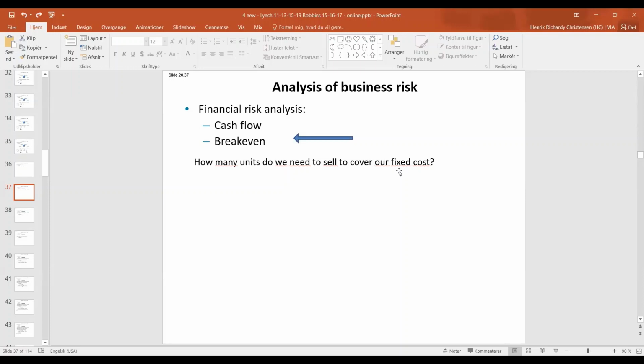So in your home, if you want to produce pizza, you still need to invest in a stove. Let's say it costs 5,000. You still have that cost even if you don't sell any pizzas at all. So a fixed cost is something that we need to pay without thinking of how many units we are able to sell. So the break-even analysis simply asks the question: how many units, how many pizzas, do I need to sell in order to have earned enough money to pay my fixed cost?